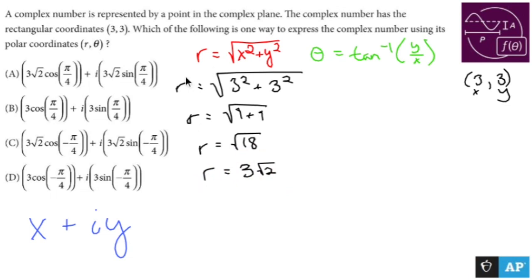So that's part one. We have an r. And my r is going to be 3 root 2, which allows me to eliminate two answers, but we'll get to that. Thing number two is I need my theta. Theta is going to be the inverse tangent of y over x, which means the inverse tangent of 3 over 3, which means the inverse tangent of 1. Now, the inverse tangent of 1 is going to be pi over 4.